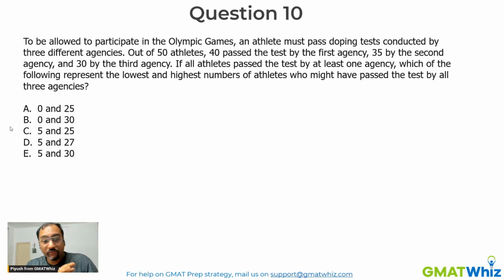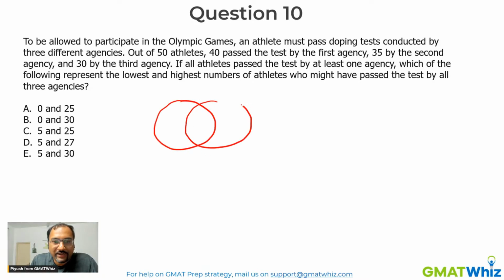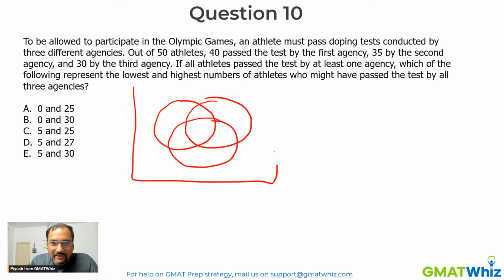Some of you might not know this equation, so I'm going to tell you those equations first. Basically, when you have a three overlapping set Venn diagram, right? And again, disclaimer, we teach this in detail in our coursework, but right now I don't have the bandwidth to teach in detail.